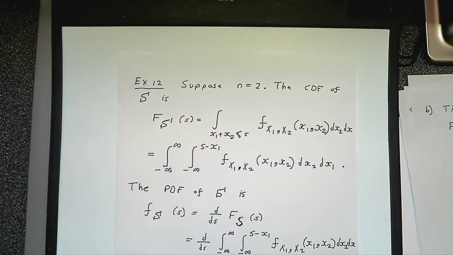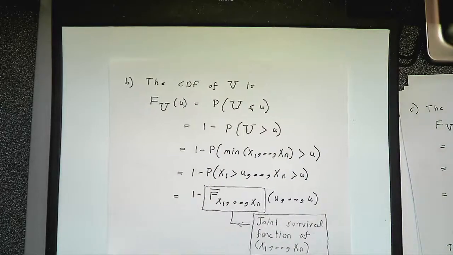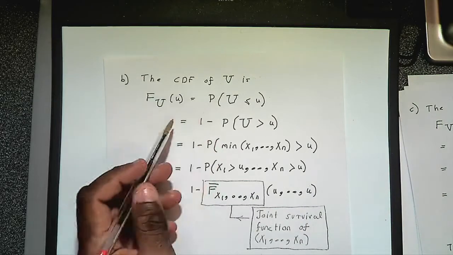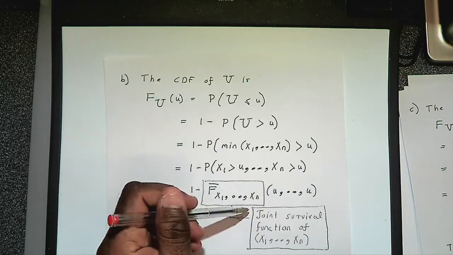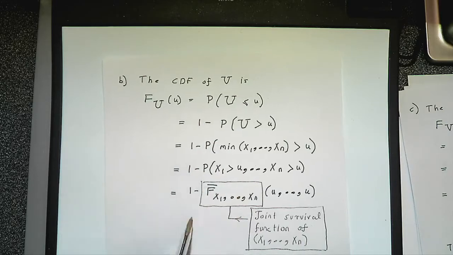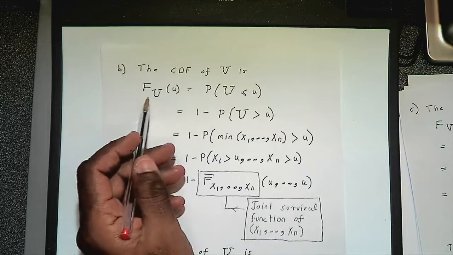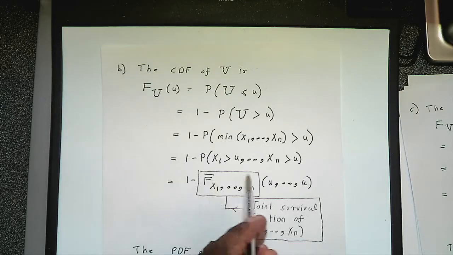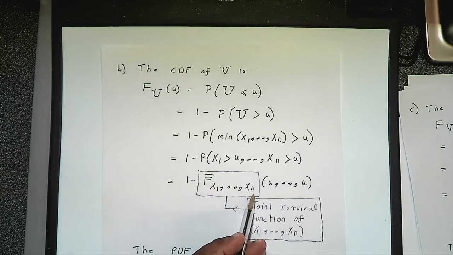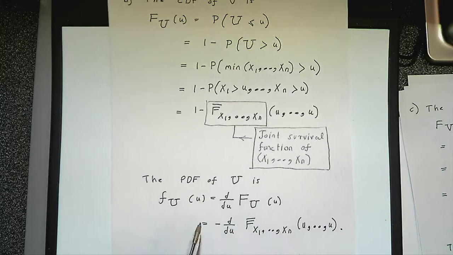And this is an example. I hope you watched this example in the video. Now this is the CDF of U. Remember, U is the minimum portfolio loss. Again, I don't expect you to know the derivation, but if you can understand the derivation, that's good. The final formula for the CDF of U is given by this. Here, F bar denotes the joint survival function of x1 to xn, right? The formula for the PDF of U is given by this, right?